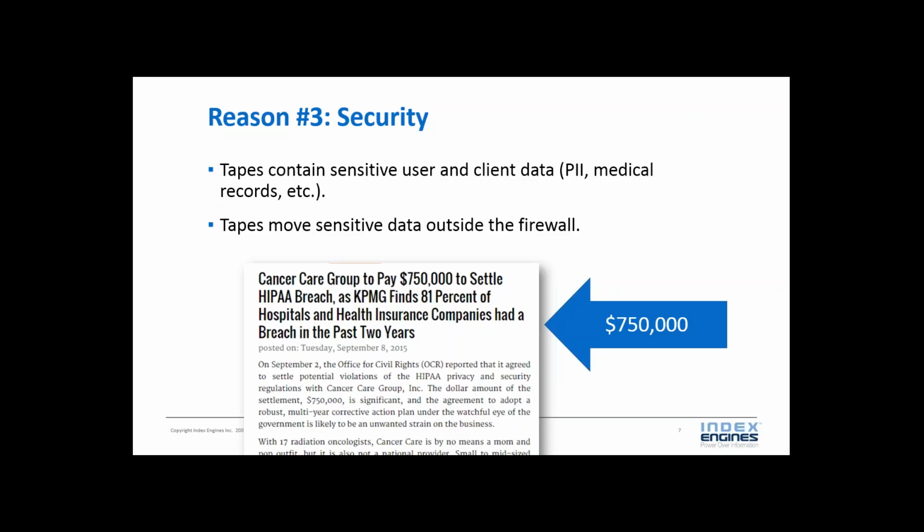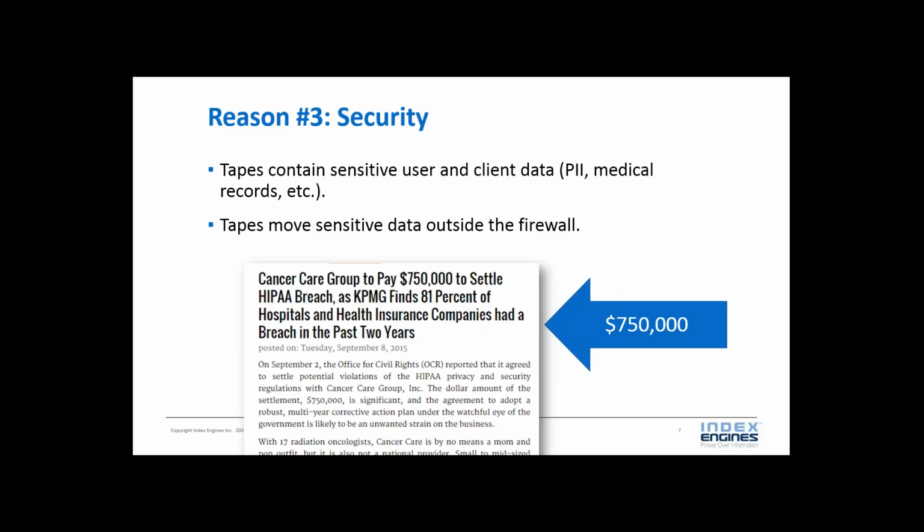Reason number 3 is security. Tapes contain sensitive user data. If you're an organization that's in, say, healthcare, for example, or you deal with customer records or client-patient data, things like social security numbers, a lot of the data that's on tape contains very sensitive information. And tapes are a very easy physical format to move outside the protected firewall.